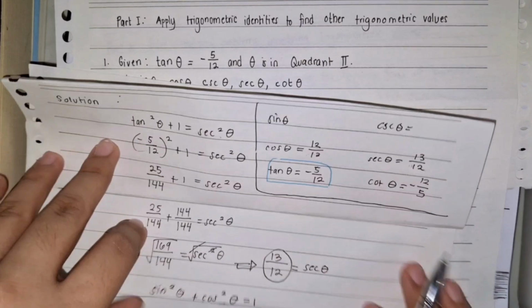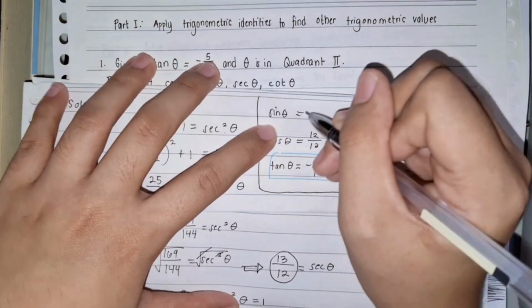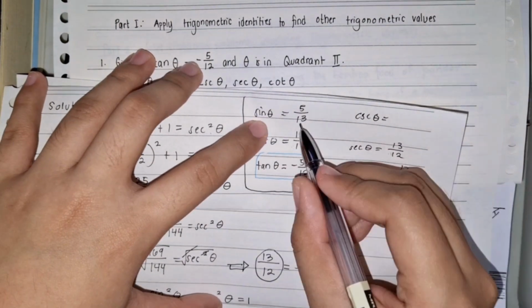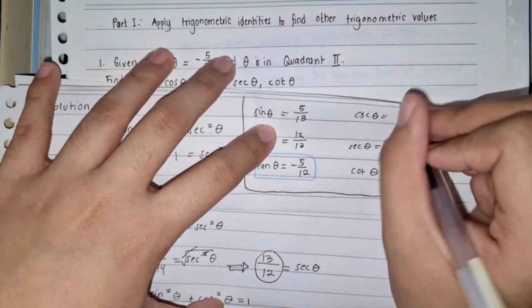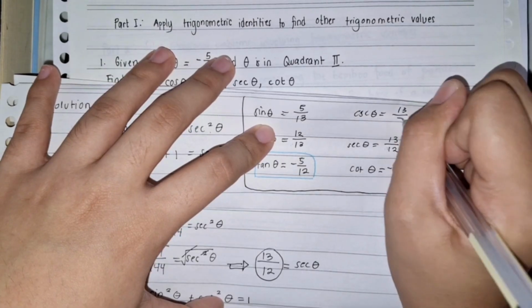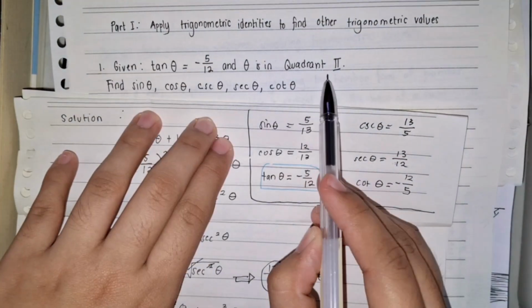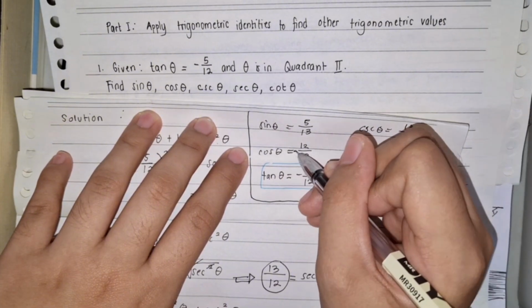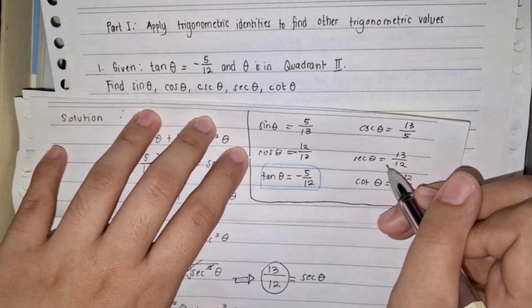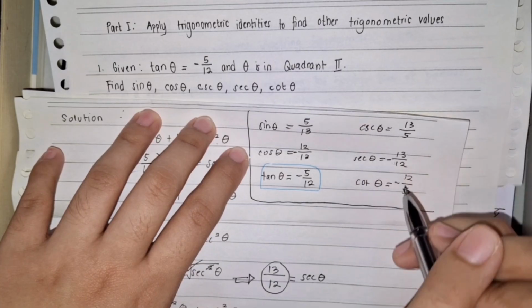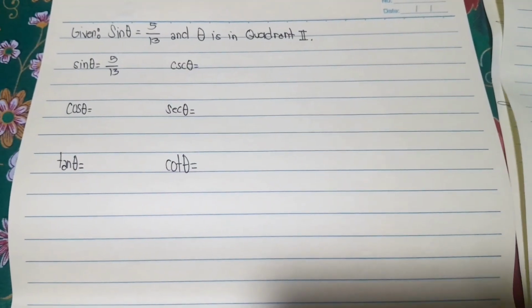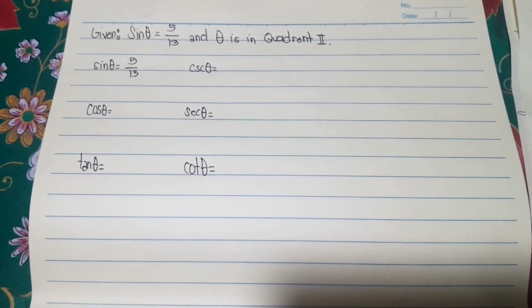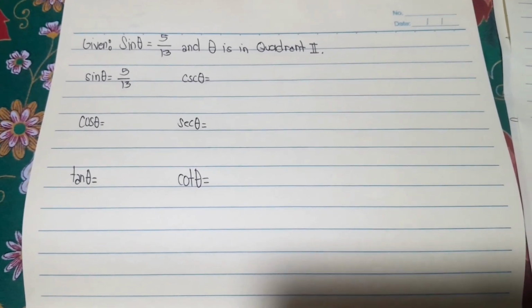We can write it here, 5 over 13. And we can complete this now by getting the reciprocal form of sine theta, 13 over 5. And let us not forget, it is on quadrant 2, so therefore, this cos theta should be negative. And also the reciprocal form, secant theta, should be negative.